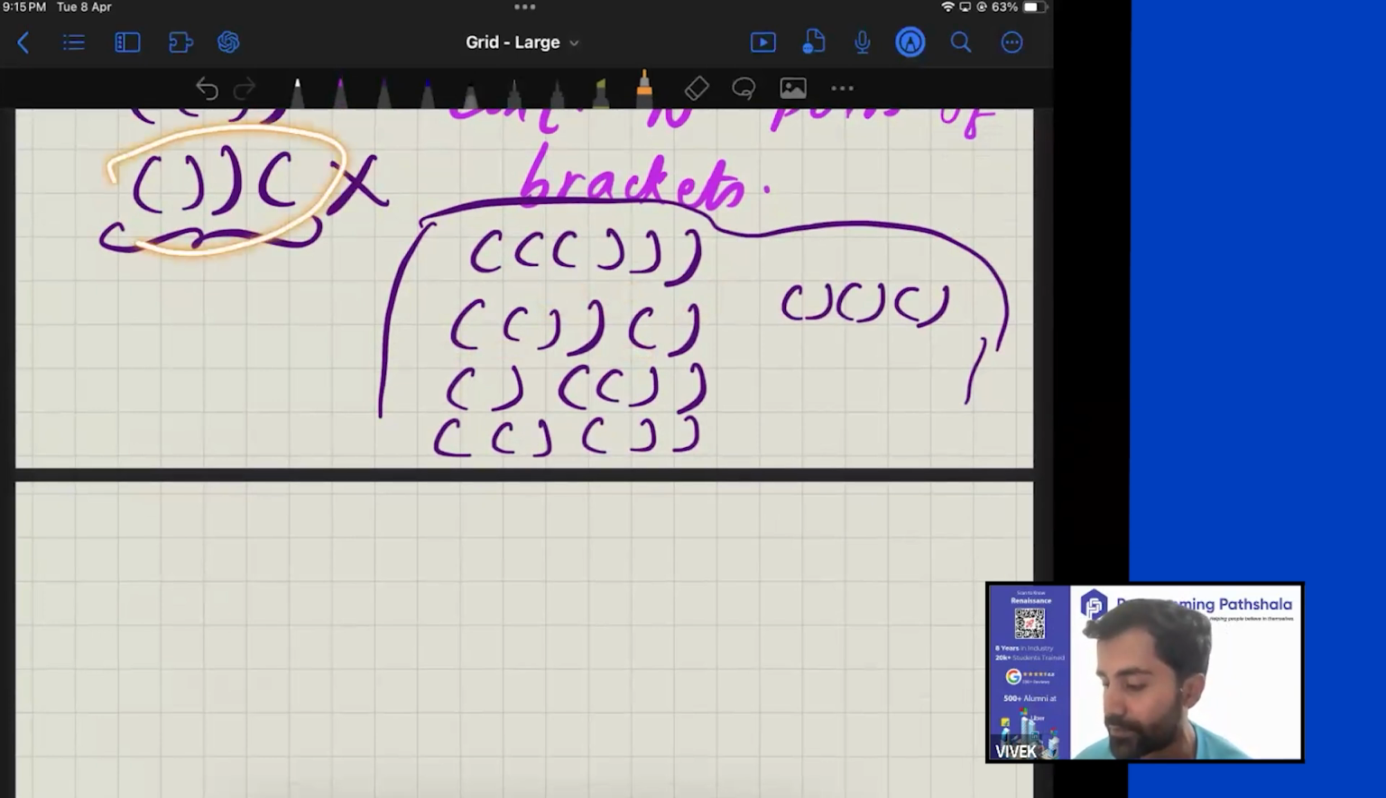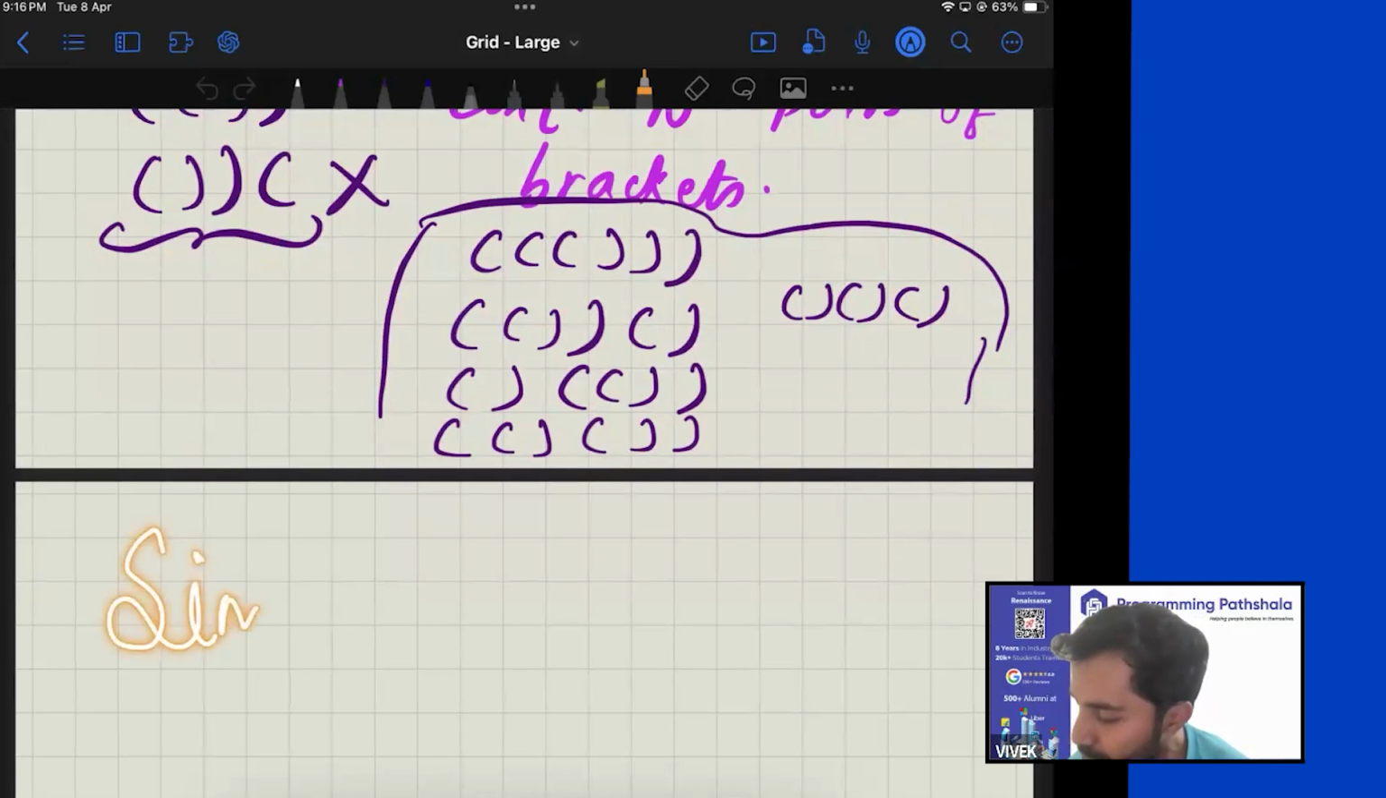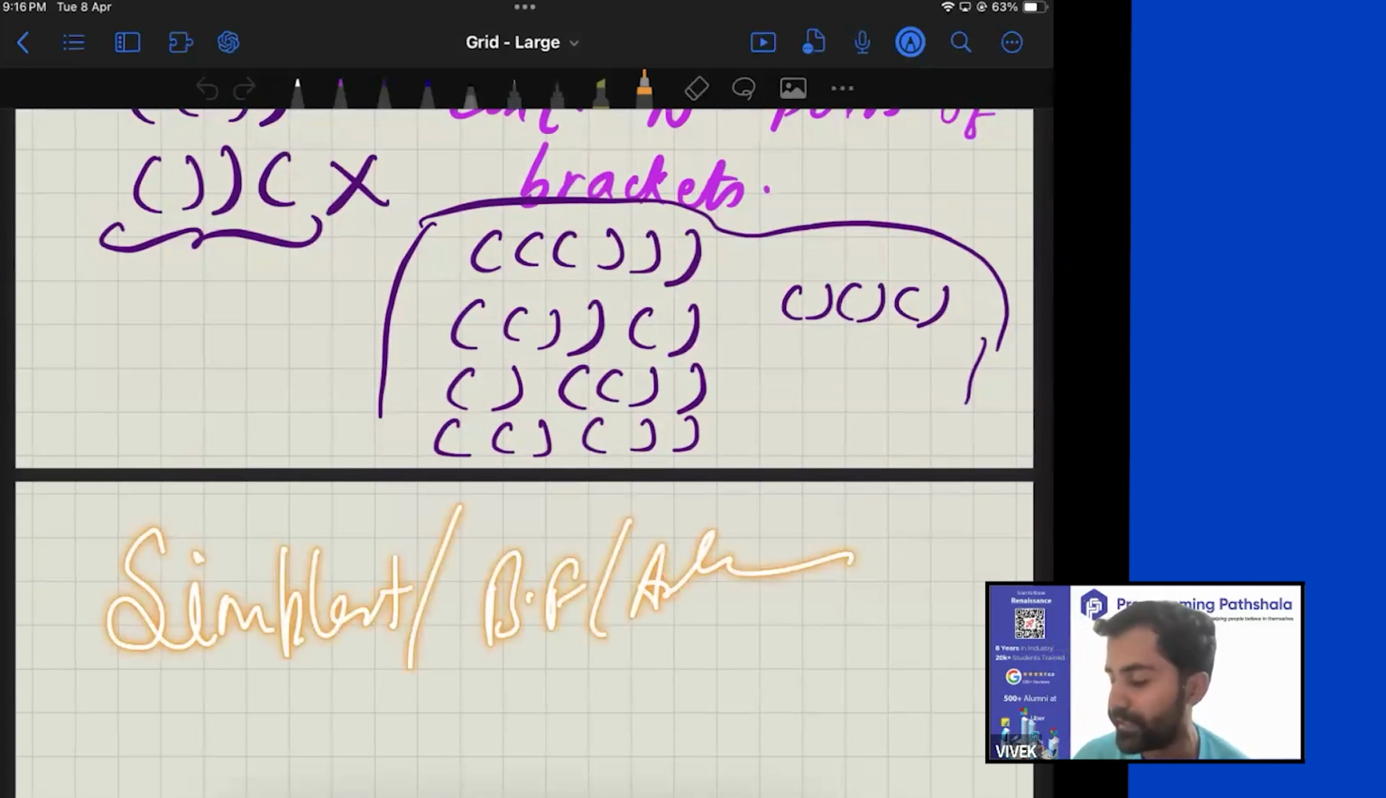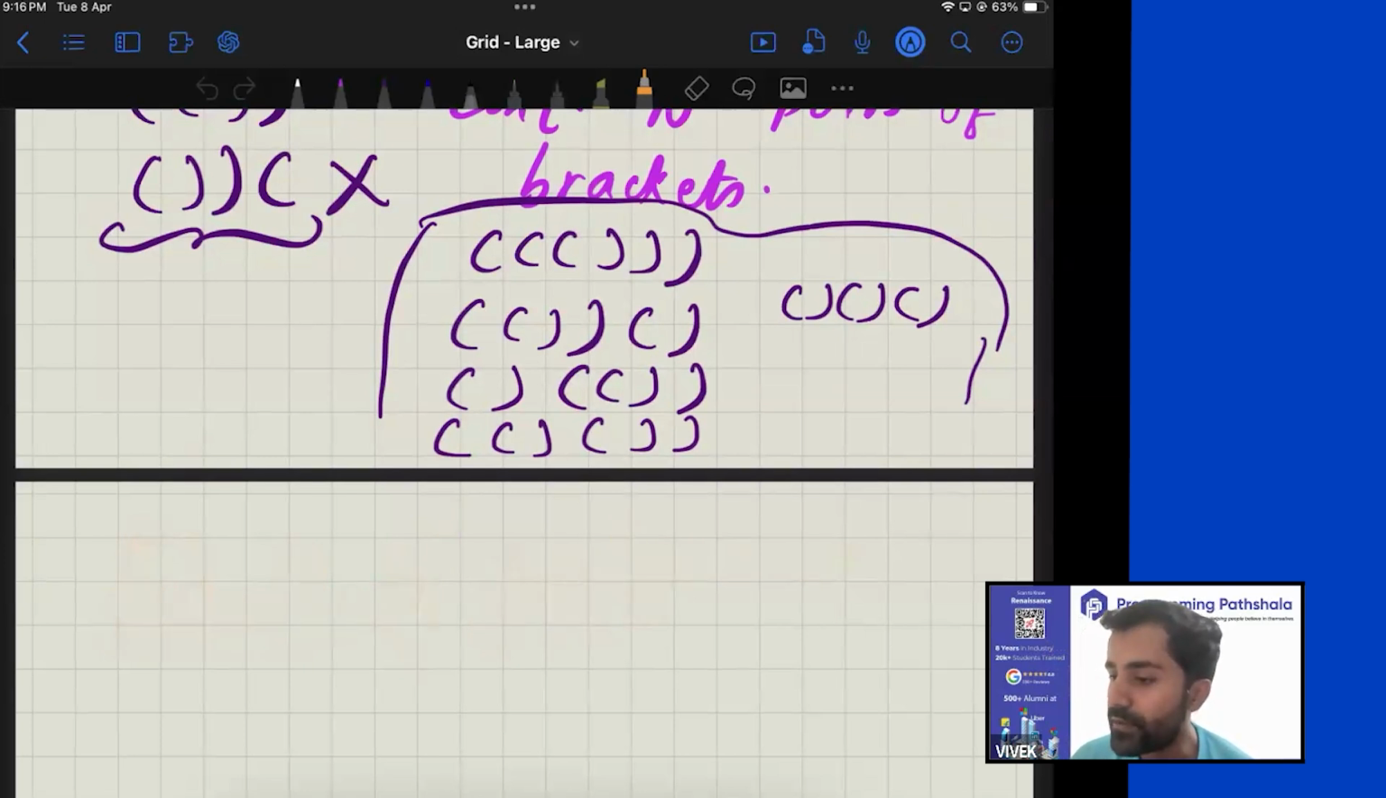Like we saw here, that was not enough. So there are a few more properties, like many of you are saying that the number of opening braces should be greater than the closing braces and all that. We'll see that in some time. But if I have to talk about the simplest solution to this, simplest, brute force, ad hoc, whatever you want to call that, what can be the way to solve it?